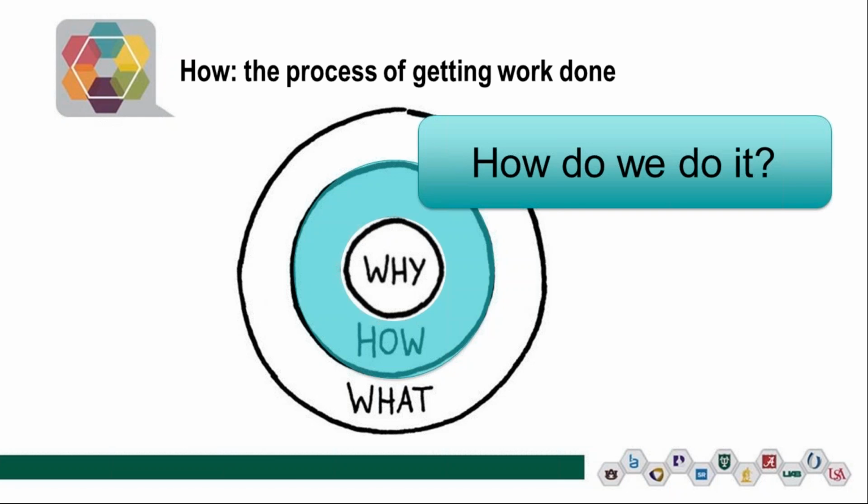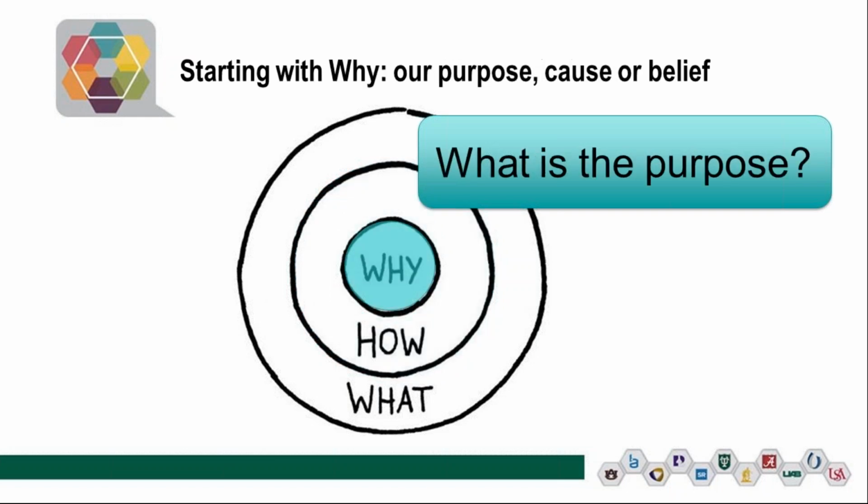So this is how we do it. What we do: we're an institute of higher education. How do we do it? Through education, research, community engagement, and patient care. But where does it say why we do it? What is our purpose? Why do we do research? Why do we educate students? Why do we engage in patient care?